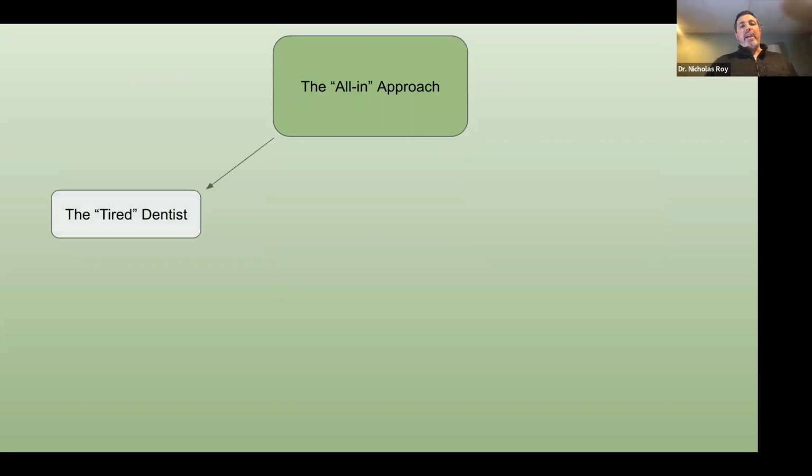Well, that targets the tired dentist, somebody who's looking for a change. Maybe we could think of this as the dentist that's not good with their hands and they've just realized that they're not gifted in that arena and they want to do something else. Dental sleep medicine doesn't really rely on hand skills as much as restorative dentistry does. So there is a segment of our profession that may look at the all-in approach.